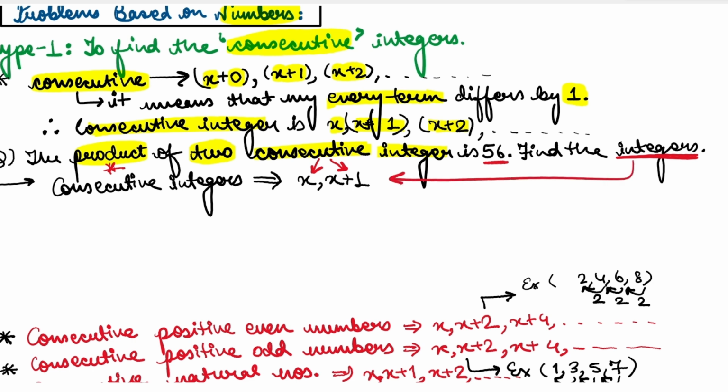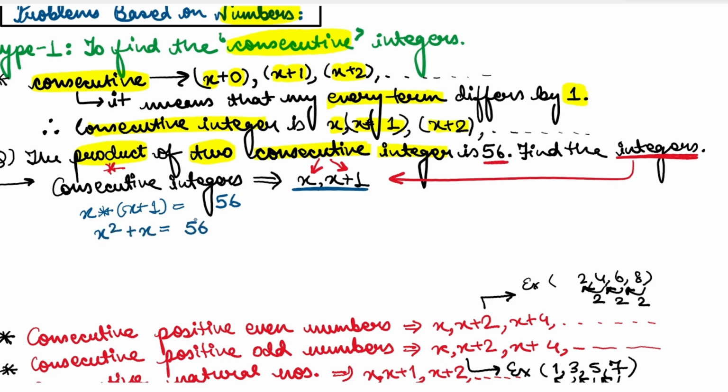Okay, so हम इसे कैसे सॉल्व करेंगे? So the approach to this question is, so first of all, the product of two consecutive integers. So these are the two consecutive integers. So we'll take the product of them. That is x into x plus 1 is equal to, we'll take the value as 56. Okay. So now after multiplying this, we get it as x square plus x is equal to 56.